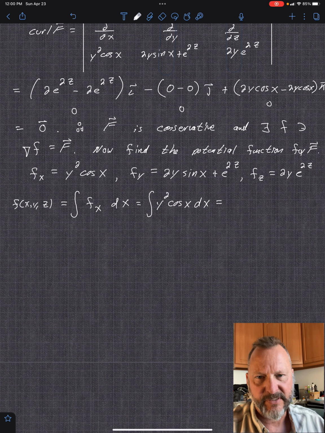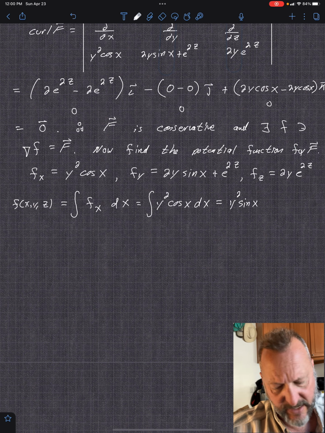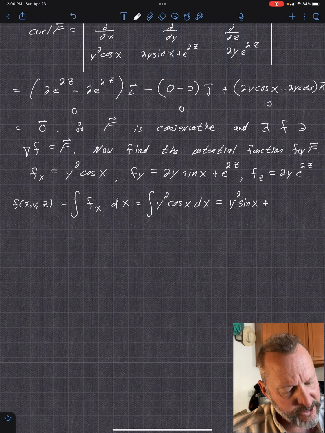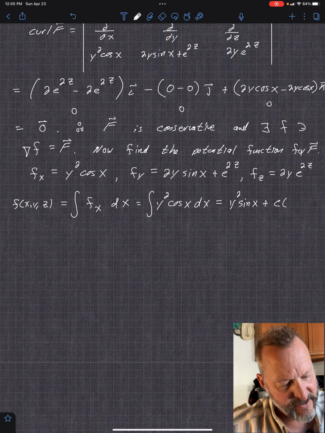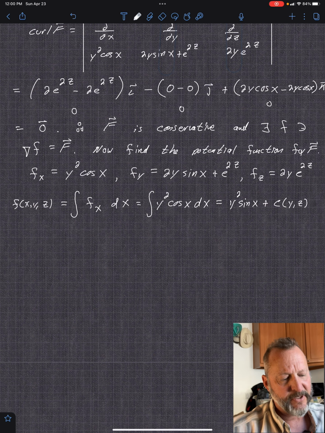So now you do those partials, and you get y squared sine x. Then you say, this is the key part, some function, I'll call it c, of y, z. So there's some function of the other two variables. This is a function of x when you do that antiderivative, but then there could have been other functions of the different variables than x, and those would zero out when you do the partial.